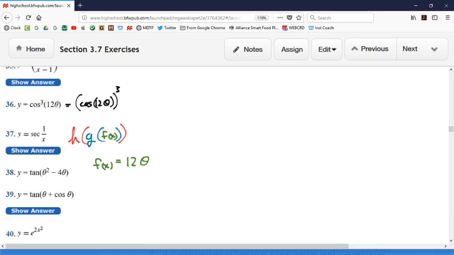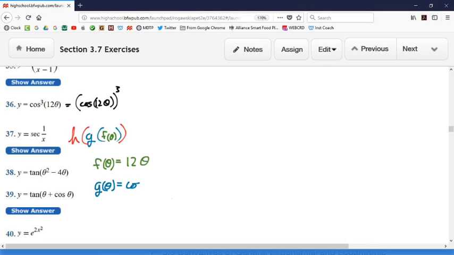That is 12 times theta. Actually, I shouldn't have written x. I should have written theta. So let's get rid of those and write theta right here. So this is a function of theta. The most inside function is 12 theta. And then what's the next function outside of that?